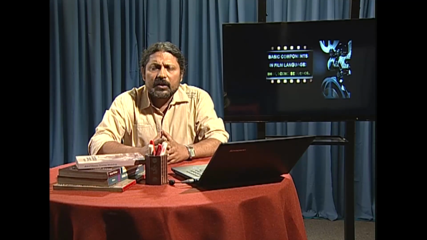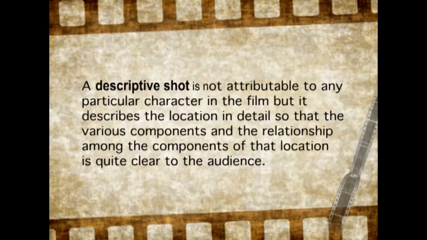The other category of narrative shots is called the descriptive shots. A descriptive shot is not attributable to any particular character in the film, but it describes the location in detail so that the various components and the relationship among the components of that location is quite clear to the audience.